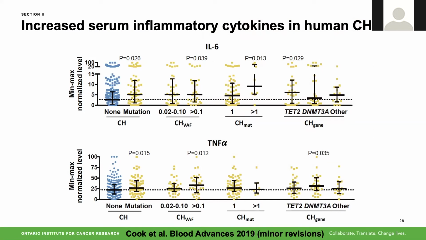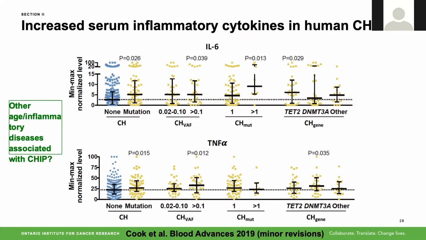And this was kind of satisfying to find based on the mouse studies with TET2 knockouts, that IL-6 is one of the lead cytokines implicated. And so it appears that this inflammation connection with CHIP also holds true in humans. And because of this, we're wondering if CHIP is associated with other age-associated diseases.